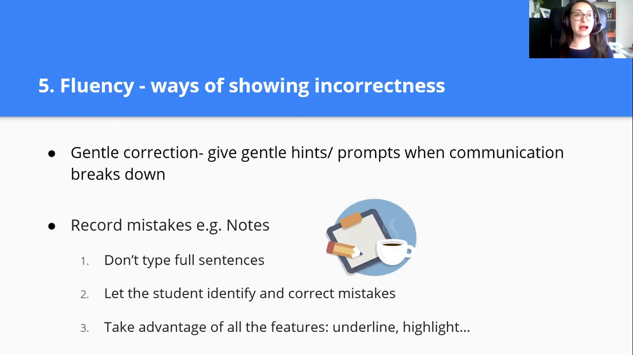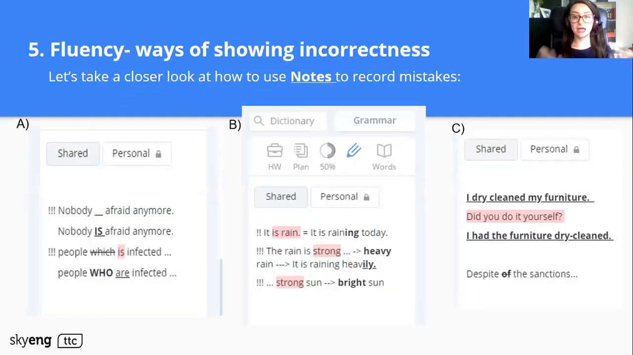Thank God, we've got a lot of options, a lot of features incorporated into the notes section, like underlining the mistake or highlighting it in red or green. So you can explore these options, take advantage in order to be more effective. Now, let's see how this looks. Here it is. You've got several examples.